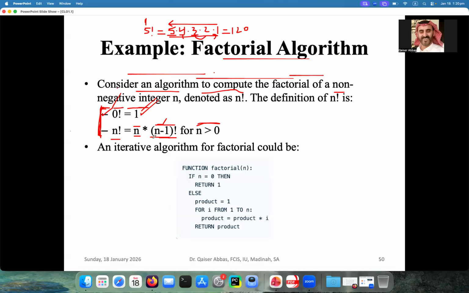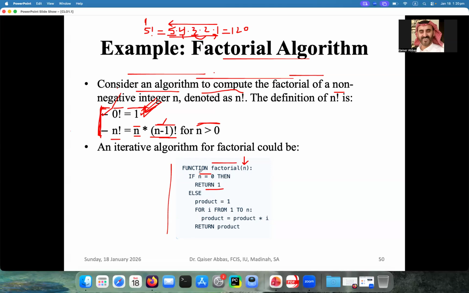Now, an iterative algorithm for the factorial is given. Iterative means this algorithm contains loops, not recursion. For recursion it is easy, but for factorial, how can we use that? In this algorithm, we are passing some number n into it, and then we check if n is equal to 0, then we return 1. If the number is 0, the factorial is 1.